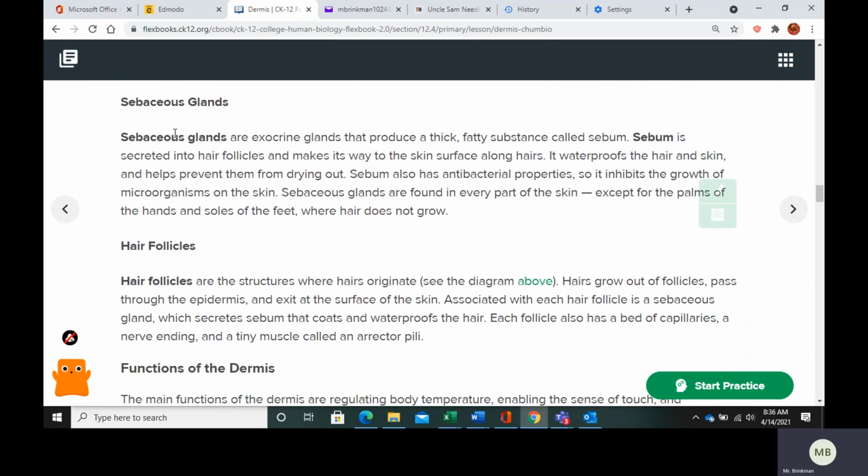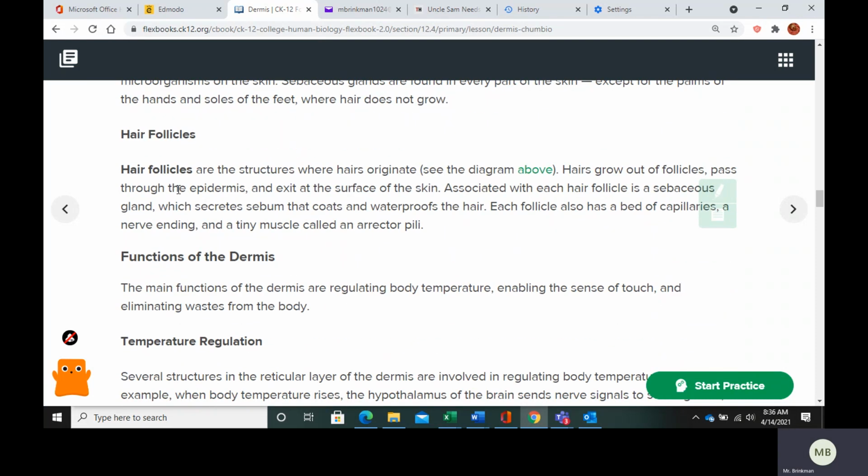The sebaceous glands are exocrine glands that make oil or sebum, and sebum is going to be secreted into hair follicles and make its way to the skin surface along these hairs. It is going to make the hair and skin waterproof and prevent them from drying out. Hair follicles are where your hairs grow from.